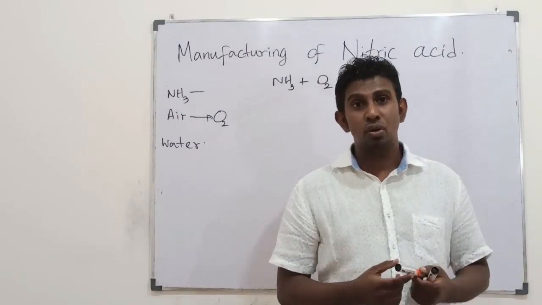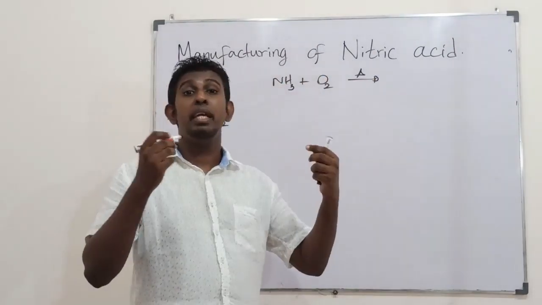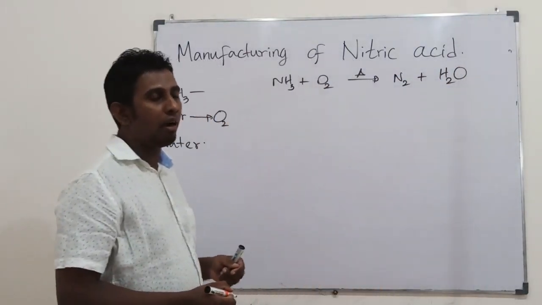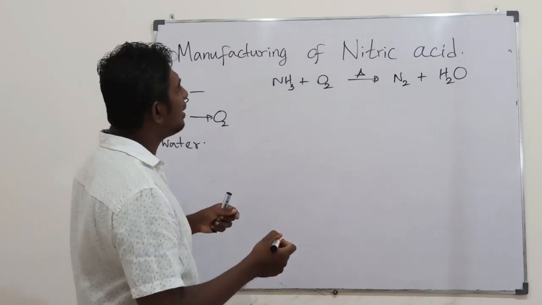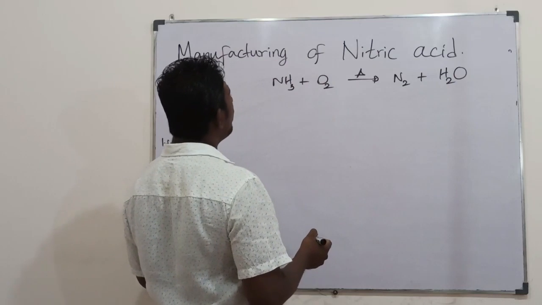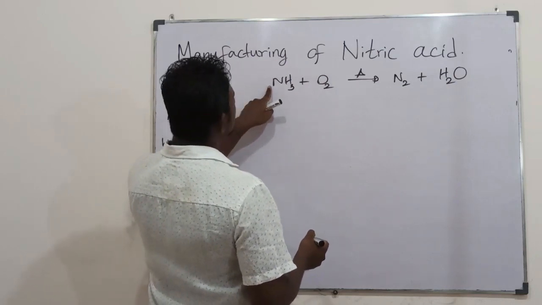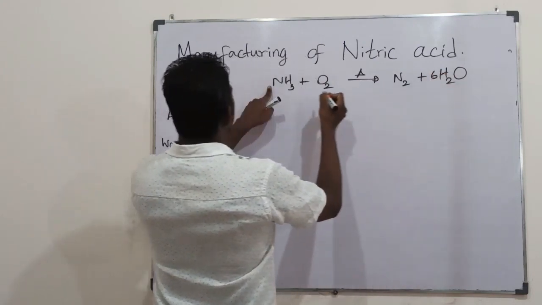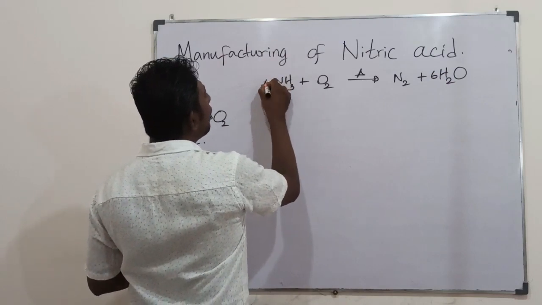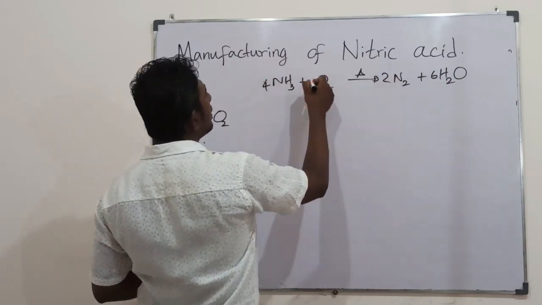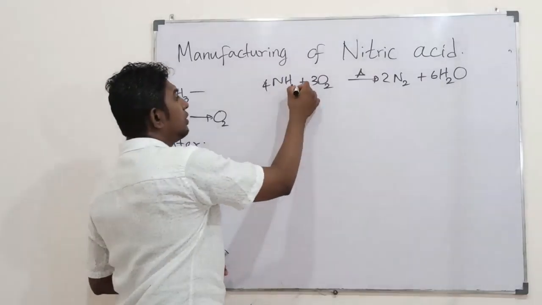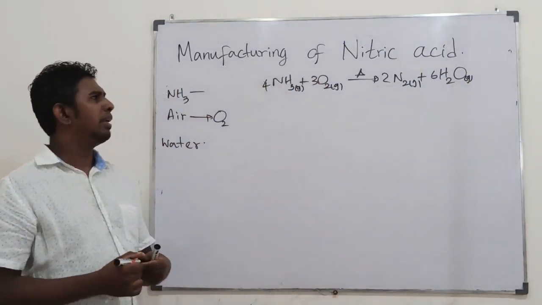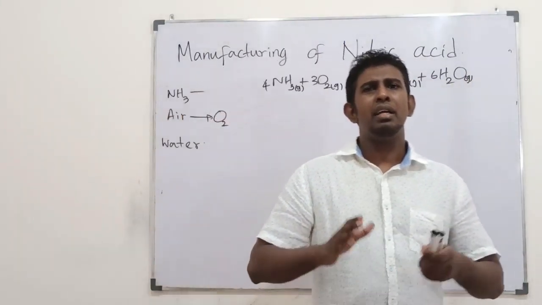In the presence of excess oxygen, when you heat ammonia, it will give you N2 and H2O. It's not giving you NO, but only N2 and H2O. Then you need to add 6. Let's say 4, 2, then it's 3. That's the way we balance that. These all are gases. At high temperature, H2O also is a gas. Anyway, these products are not that important.